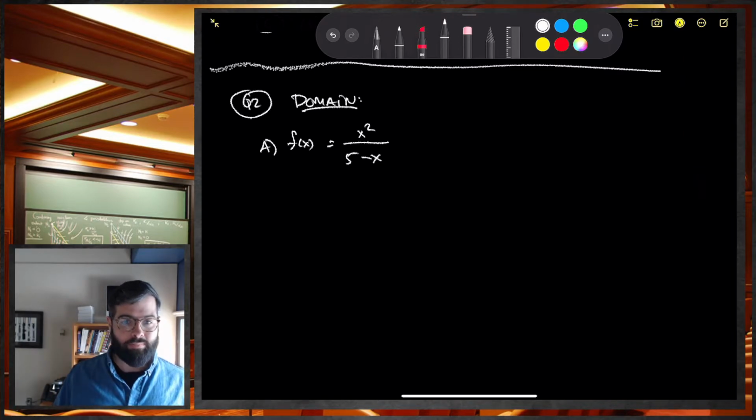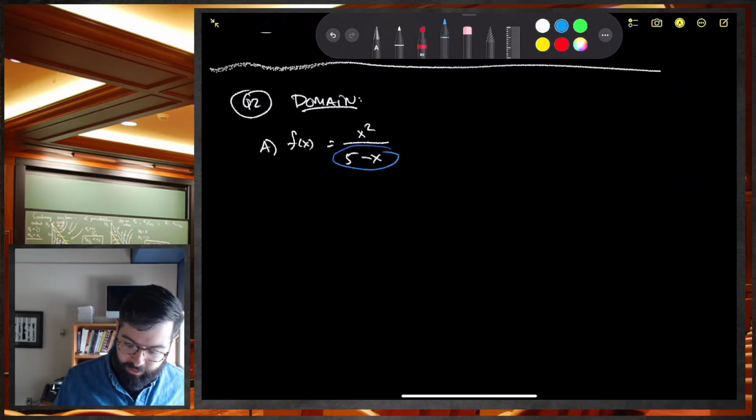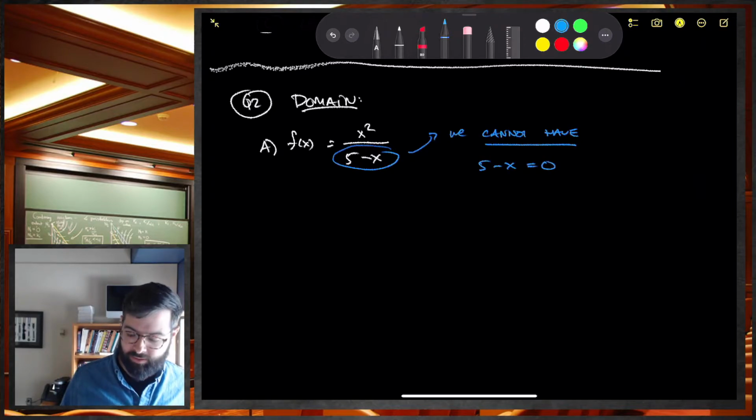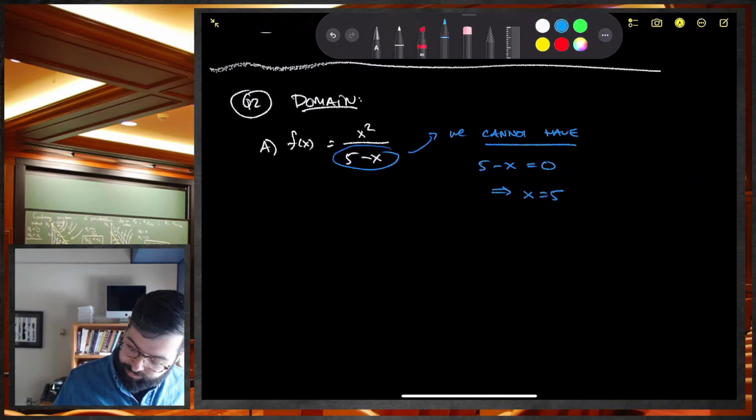So our available inputs are going to be things that don't break that rule. So we have to be a little creative and say, well, what values of x would make us break this rule of fractions of not dividing by 0? Well, that would mean that we cannot have 5 minus x equals 0. Okay, we can't have that. So what that means is then x equals 5 is restricted.